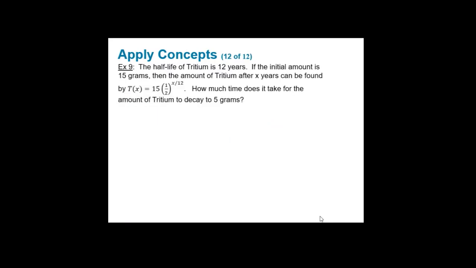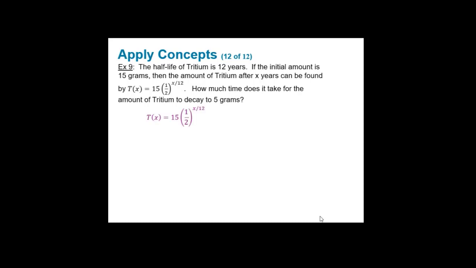Example 9, the half-life of tritium is 12 years. Tritium, not sure exactly how to pronounce that. We're going to go with tritium. The half-life of tritium is 12 years. If the initial amount is 15 grams, then the amount of tritium after X years can be found by T of X equals 15 times 1/2 raised to the X divided by 12. How much time does it take for the amount of tritium to decay to 5 grams?